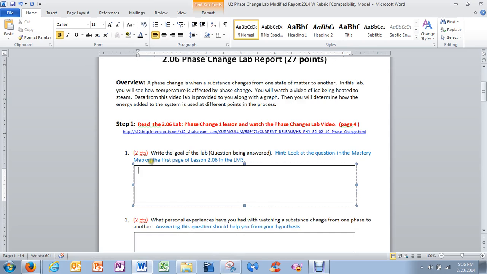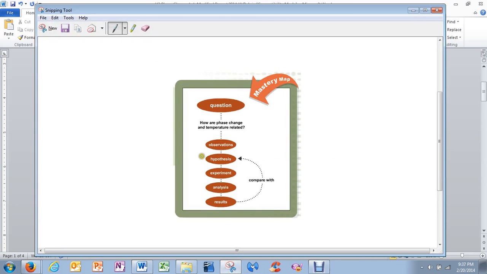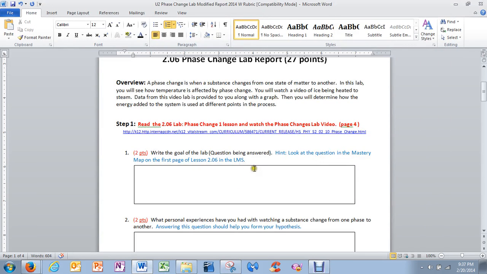The first question is, write the goal of the lab, or the question being answered. The hint is to look at the question in the mastery map on the first page of lesson 2.06. If you would log on and access that mastery map, this is what you would see. Now right here is the question. How are phase change and temperature related? That is what you need to put in your answer box to get full credit.